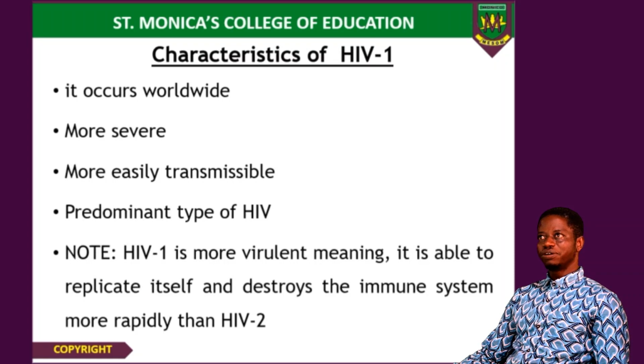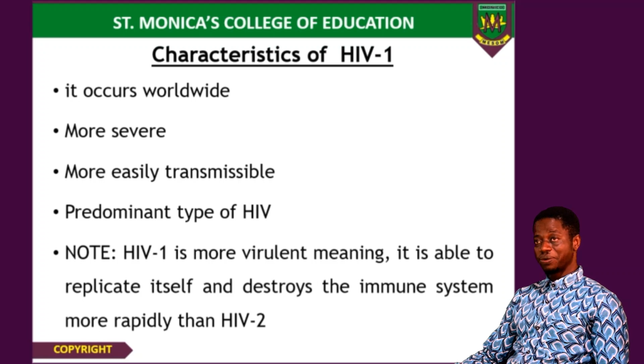Then let's look at the behavior of HIV type 1. It occurs worldwide, so it means that HIV type 1 is found everywhere. It's here in Ghana, everywhere. More severe and also more easily transmissible. It's highly infectious. And it's the predominant type of HIV in the world.